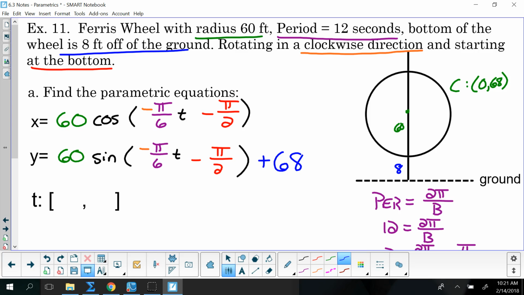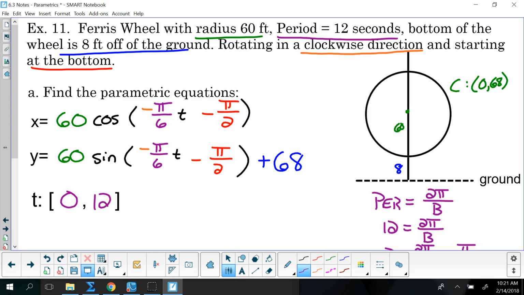Am I done with my parametric equation? What am I missing? The t values. Okay. So what t values do I want this to go? Remember, t being, in this case, time. I want to make a complete circle on my graph. So what t values would I need? 0 to 12, because I need to start at 0, and I need to finish at 12, because that gets me all the way back around.